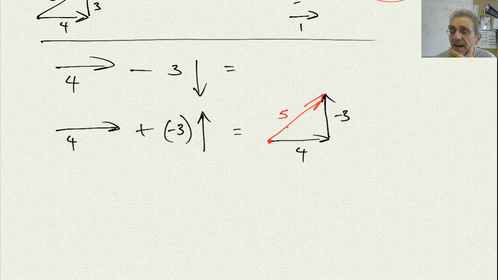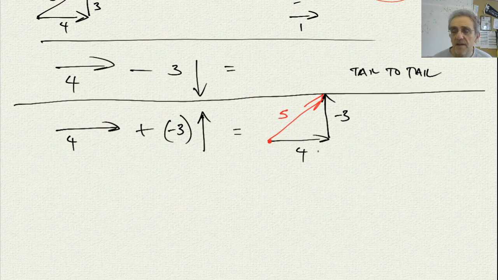Now let me do this again. Obviously this is going to be a 5 as well, but the direction of this is important, because when you are subtracting vectors, if we did not use this technique, then we would have to draw them tail to tail. So there's two techniques here we're using, and I'll separate them by this line. Let's call this adding the negative. And let's call this tail to tail.